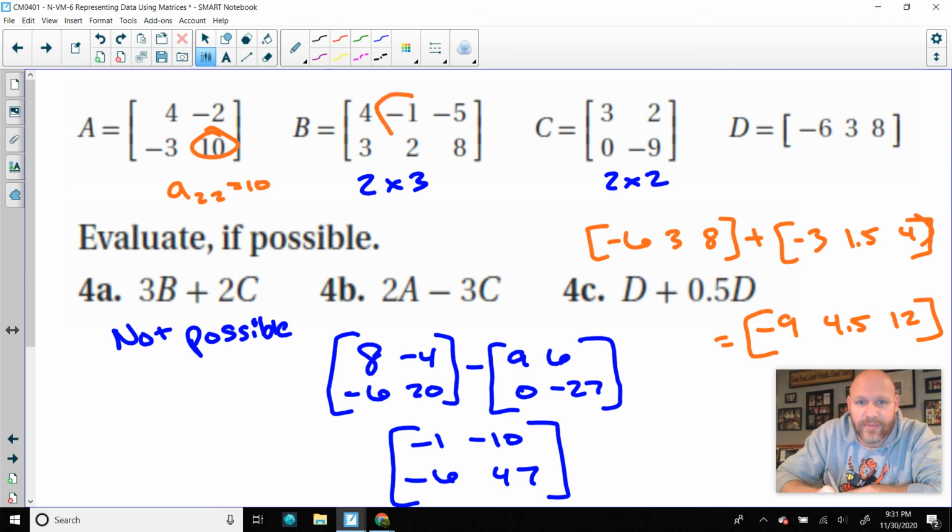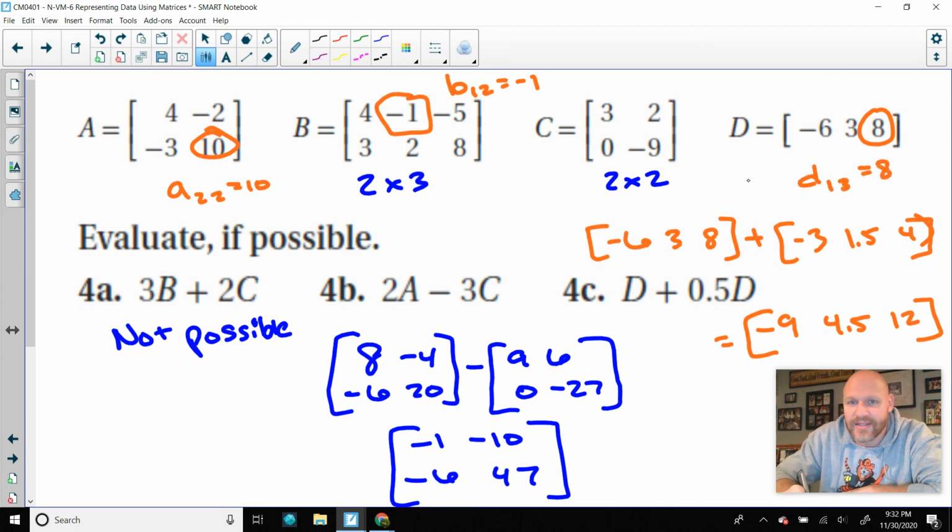If I took a look at this number right here, this would be lowercase b, first row, second column, would be the number -1. And if I took a look at that number right there, this would be a lowercase d, first row, third column, would be equal to the number 8. And that's how you do addresses. All right, that's pretty much your quiz, everything on that page. So if you know what's going on, you'll be ready to rock.